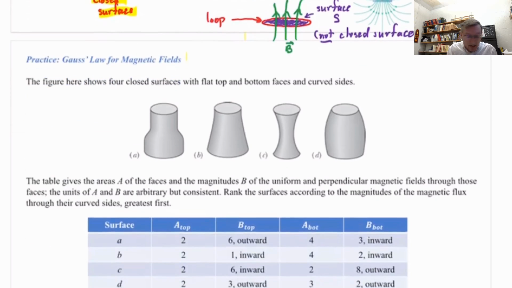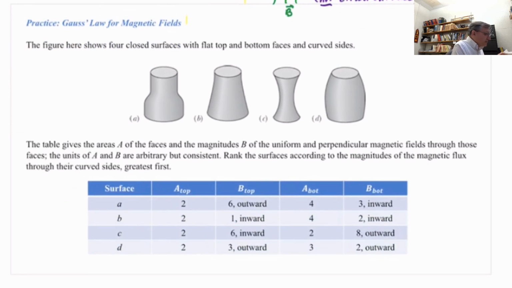I'm going to leave you with a class engagement exercise, but I'm going to help you set it up a little bit, okay? Because it's a little bit abstract, Gauss's law for magnetic fields. Here's what we have. The figure here shows 4 closed surfaces. Again, you can always imagine a blown-up balloon. It's just that the shapes of these balloons are a bit different, okay? We have 4 closed surfaces. Each of them has a flat top face and a flat bottom face, and the sides are curved, okay?